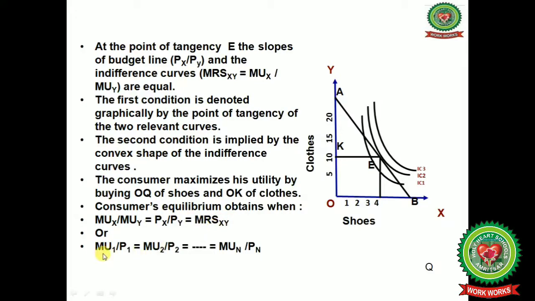The equation is: the marginal utility of the first commodity divided by the price of this commodity is equal to the marginal utility of the second commodity divided by its price, and so on. It should be equal to the marginal utility of the nth commodity divided by the price of the nth commodity.